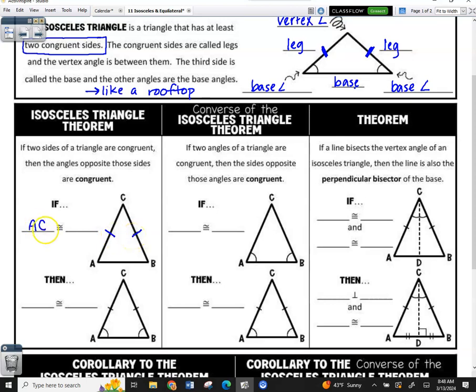So if side AC is congruent to side BC, which means the legs, right? If the legs are congruent, we're going to put that in parentheses, because that's basically what it's saying. If the legs are congruent, then you can say the base angles are congruent. Base angles congruent. So if you have a triangle with 2 congruent legs, then you can turn it like a rooftop and you can mark the base angles congruent.